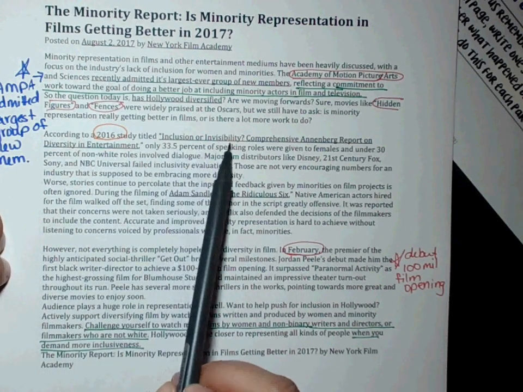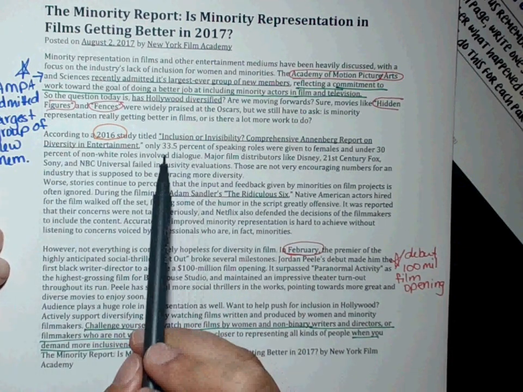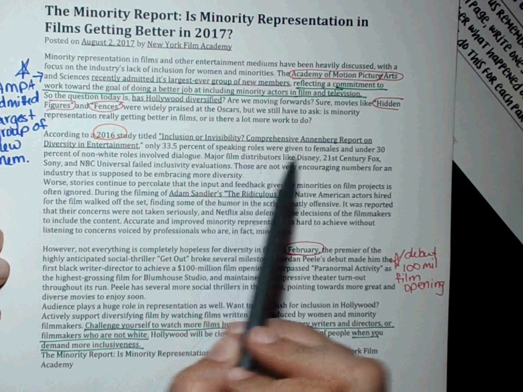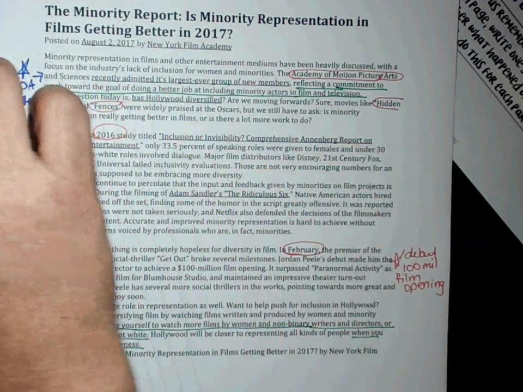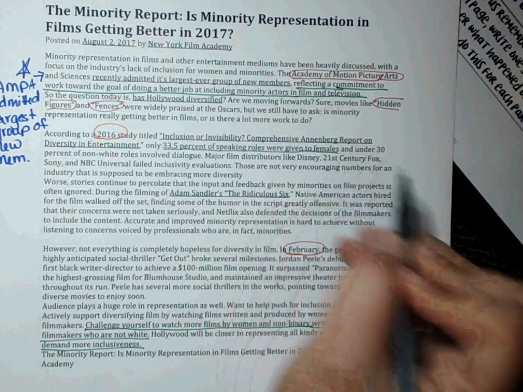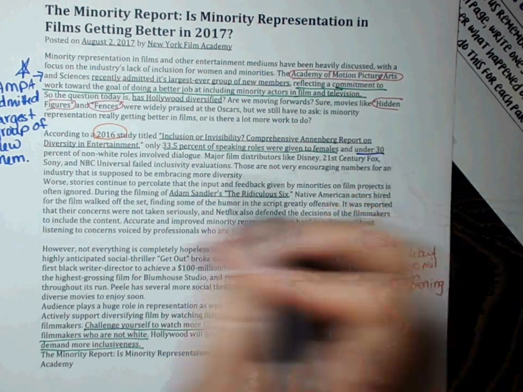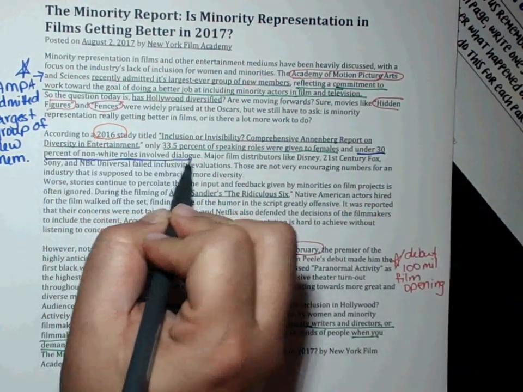Titled Inclusion or Invisibility, Comprehensive Annenberg Report on Diversity in Entertainment. Only 33% of speaking roles were given to females. I think that's a main idea of this paragraph. That's an important fact. And under 30% of non-white roles involved dialogue. Okay? I think that's an important fact as well.